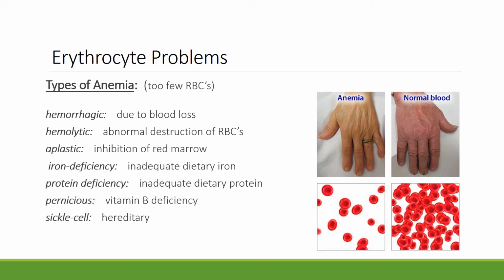Hemolytic is the abnormal destruction of red blood cells, and again, hemo is the blood, and lytic or lysis is to break apart. Aplastic anemia is inhibition of red marrow. Iron deficiency anemia means the inadequate dietary intake of iron. Protein deficiency is the inadequate dietary protein intake. Pernicious anemia means a vitamin B deficiency, and sickle cell anemia is a hereditary disorder.